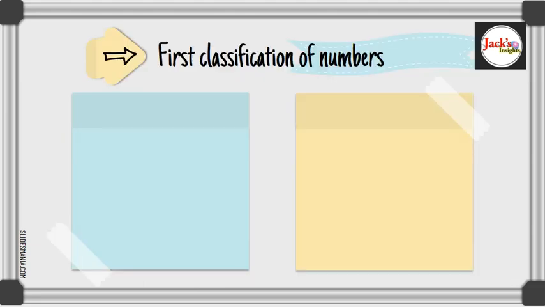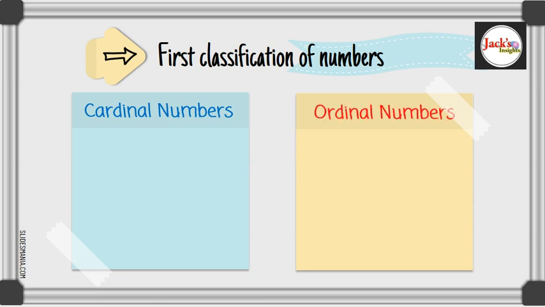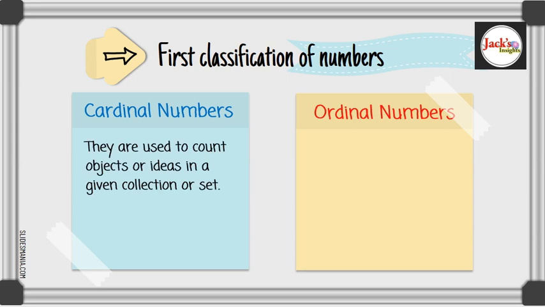Okay, so there are two classifications of numbers. This is the first classification: cardinal numbers and ordinal numbers. Cardinal numbers are used to count objects or ideas in a given collection or set. Examples: 1, 2, 3, and 4. So cardinal numbers are just counting numbers. They do not include decimals.